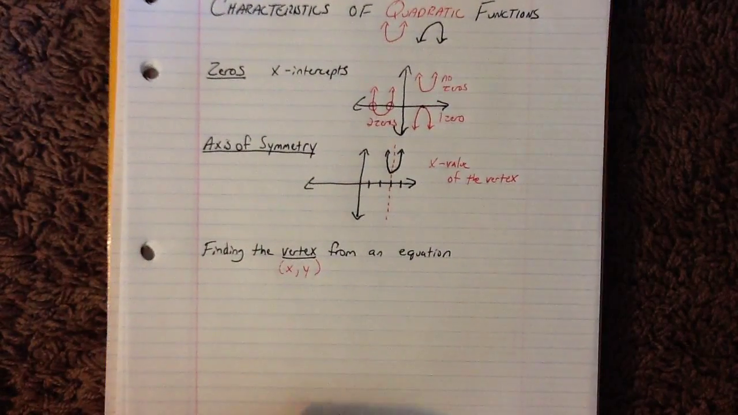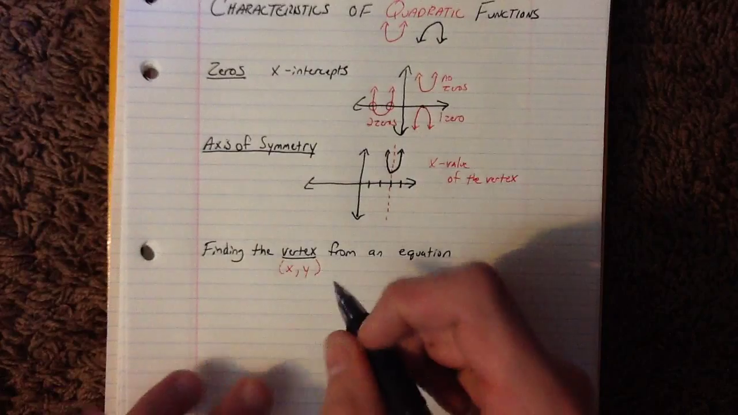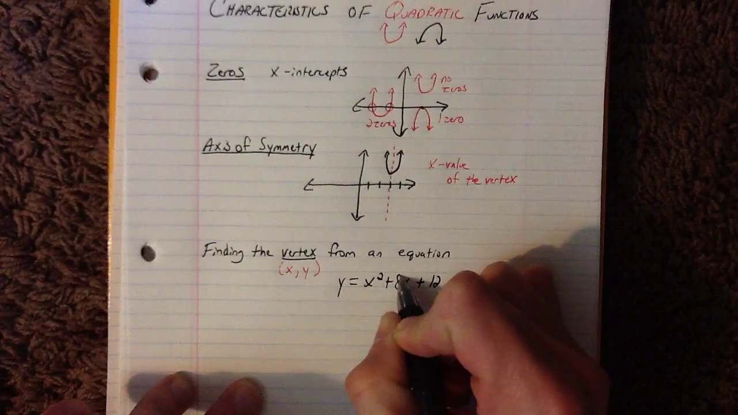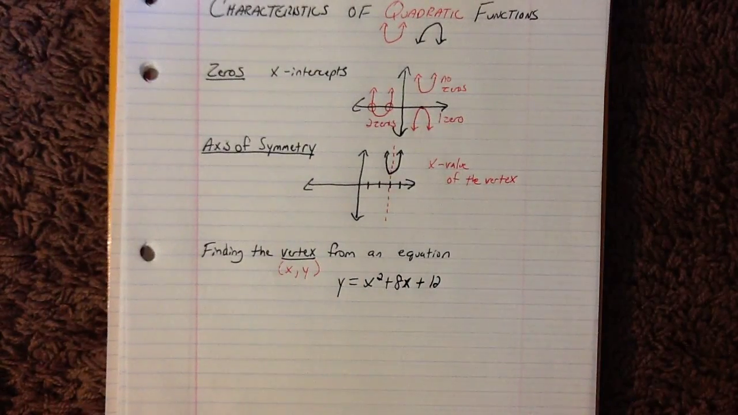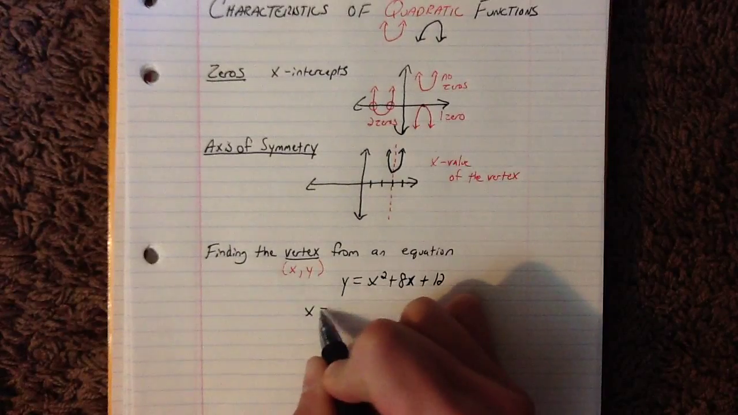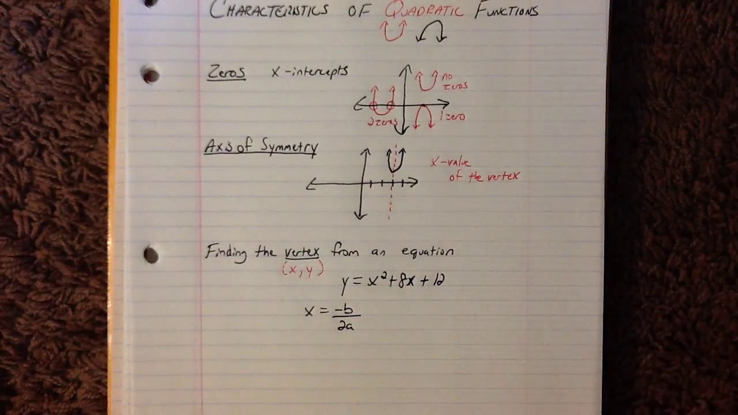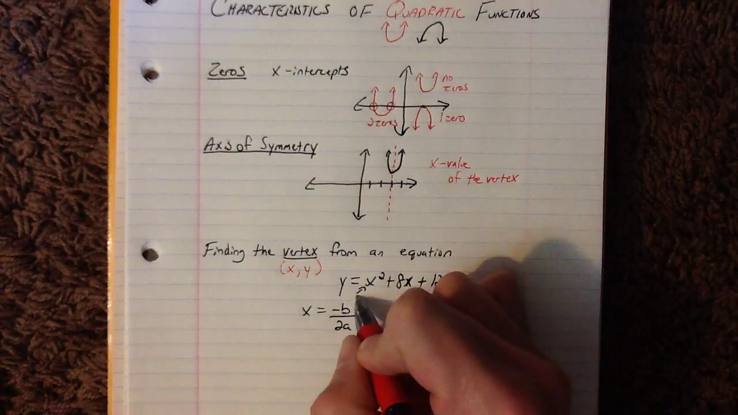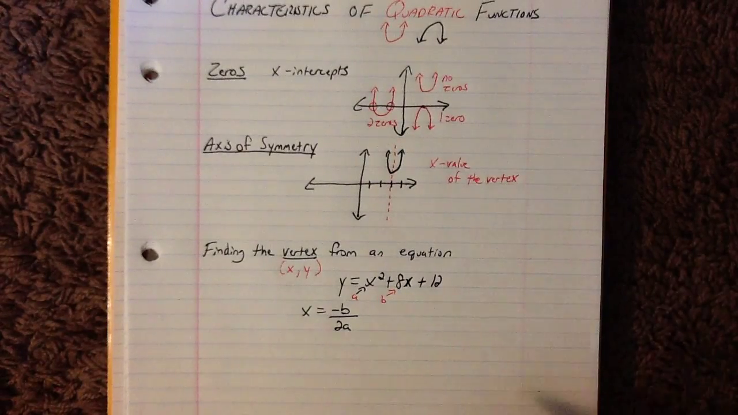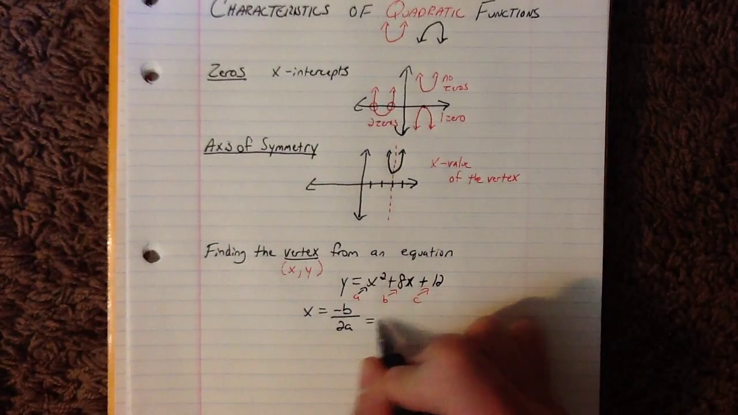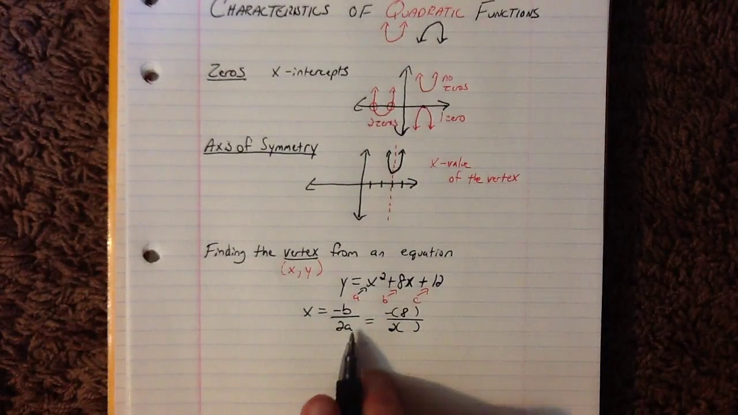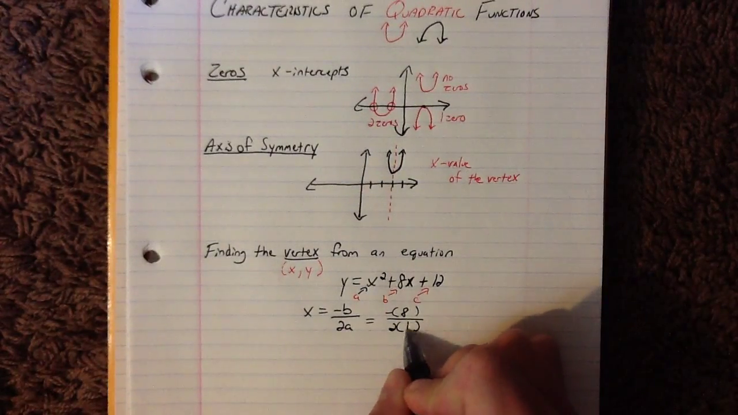If you're ever asked to find the vertex from an equation, suppose this was your equation. You first have to find the axis of symmetry using the formula x equals -b divided by 2a. As long as y is by itself, a is the number that's in front of x squared, b is the number that's in front of x, and c is this constant out here without an x. So if I were to plug it into the formula, my b value is 8. My a value, if I don't see a coefficient, I understand is a positive 1.